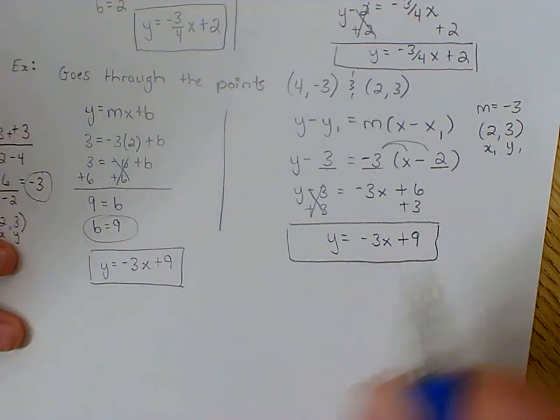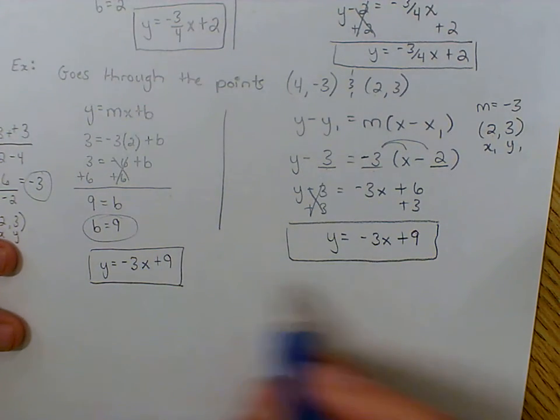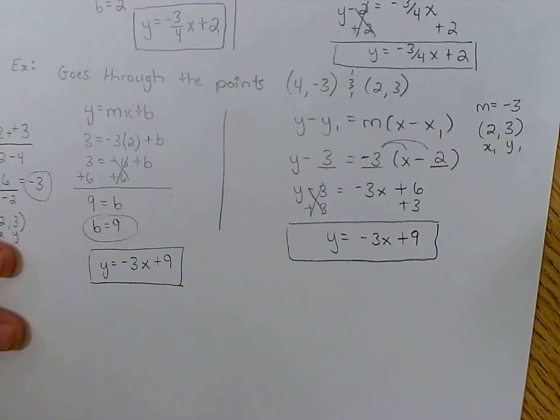So, again, just 2 different methods to find the equation of the line. And notice you get the same answer regardless of which method you use.